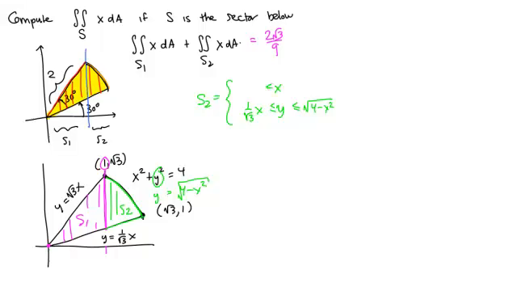The x values, on the other hand: the leftmost x value is 1, where we left off, and the rightmost point is this point, which has an x value of root 3.